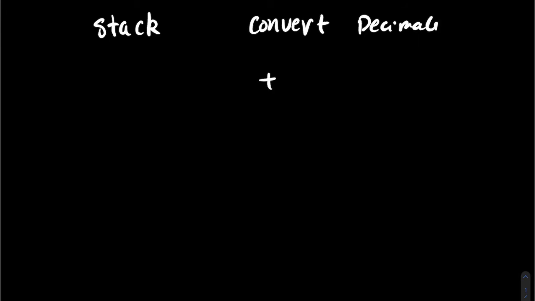We're going to use a stack to implement converting a decimal to binary. Okay, let's just go through how to convert the decimal to binary first, okay? So we're gonna do this through an example.